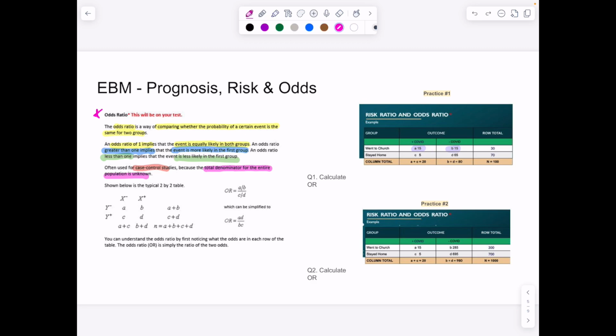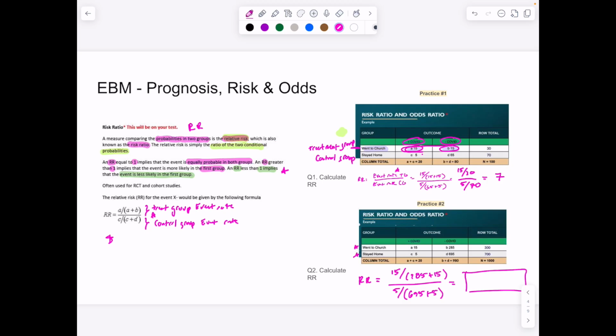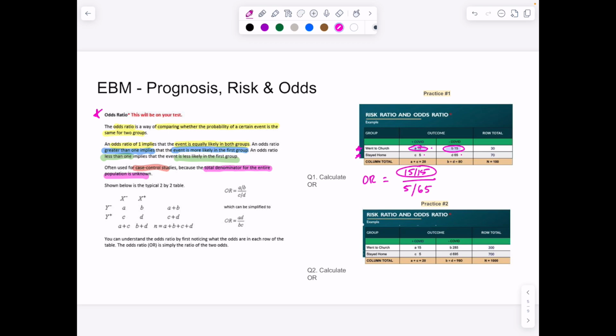So risk ratio or odds ratio is simply the ratio of went to church and got COVID over went to church didn't get COVID. So it would be odds ratio of 15 over 15 divided by stayed home got COVID over stayed home didn't get COVID. So this is just the event rate in this population over event rate in this population. But again, here we're making the assumption when we're doing risk ratio that this is the total population, whereas odds ratio is just comparison of the odds in each row. So this would be 1 over 5 over 65. So 5 divided by 65, 1 divided by that, our answer is equal to 13. Okay, so then this one is 5 over 285 divided by 5 over 695, and you guys can solve that.